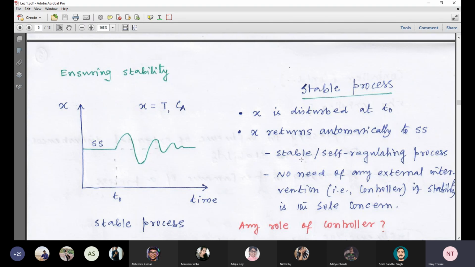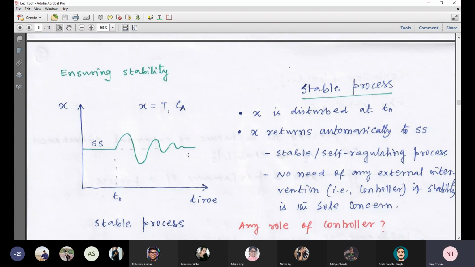I repeat, initially the process is at steady state condition, which is represented by this horizontal line. Then after a particular time instant t0, this process is irritated by an external disturbance. As a result, X starts oscillating, but the oscillation is with decreasing amplitude. That means it is coming back to the original X. Therefore, this type of process is called a self-regulating process. Fine, and it is a stable process.